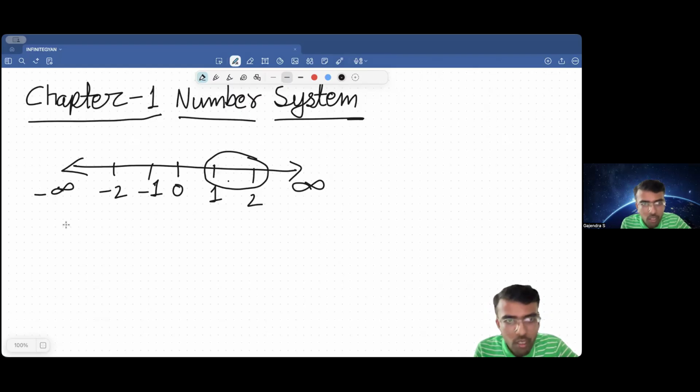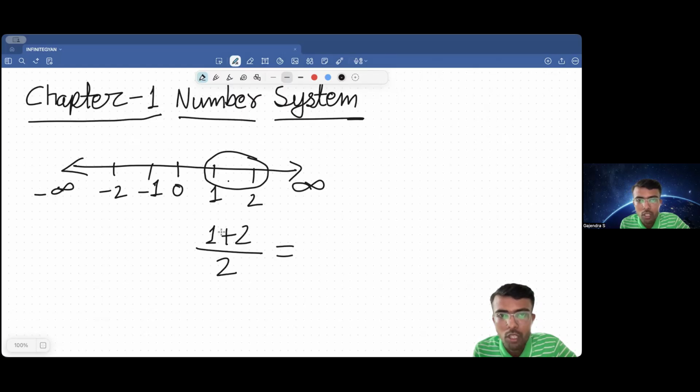So if I have to tell you one of the rational numbers which lies between 1 and 2, and you just want to find one rational number, then it is pretty easy. You just add them, 1 plus 2, and divide by 2 since there are two numbers. So you'll find a number between 1 and 2: 3 by 2, which turns out to be around 1.5. So it will be somewhere around here, 1.5, right?